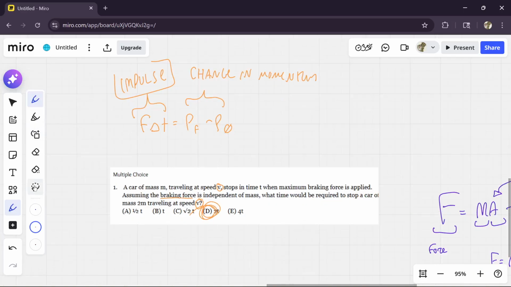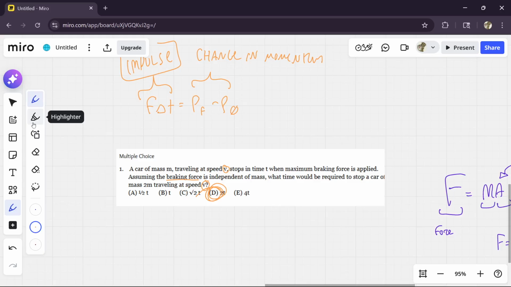So let me actually solve this problem now. Again, I'm going to use that formula I was just talking about, where F times change in T equals P final minus P initial. And for this question, looks like a G, we are comparing the time between car M and car 2M. And the most important part of this question as a whole, in my opinion, is the braking force being independent of mass. And I'll get to why in a second.